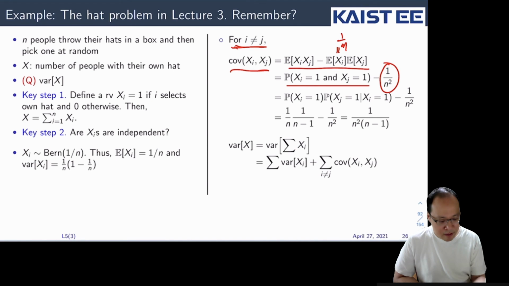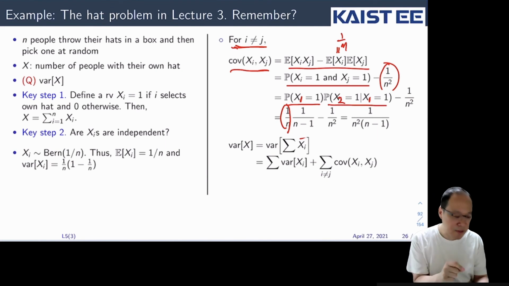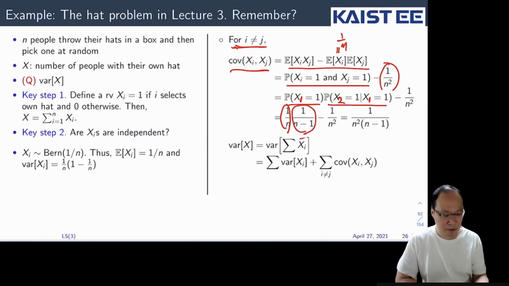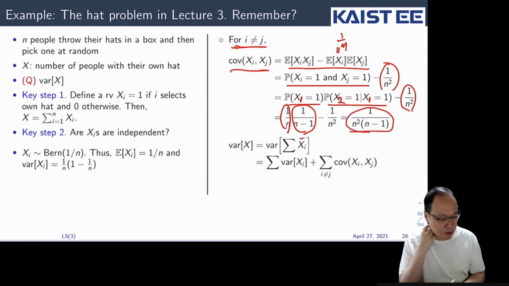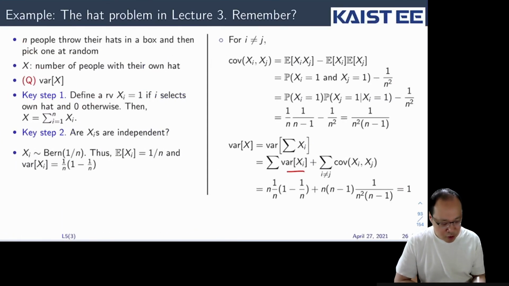Right, and this is equal to, using the multiplication rule, the probability that xi is equal to 1 multiplied by the probability that xj is equal to 1 given xi is equal to 1. And what is the probability that x1 is 1? That's 1 over n. And what is the probability that x2 is 1 given x1 is 1? That's 1 over n minus 1. Minus 1 over n squared, and that's why we have the covariance of xi, xj equal to 1 over n squared times (n minus 1).